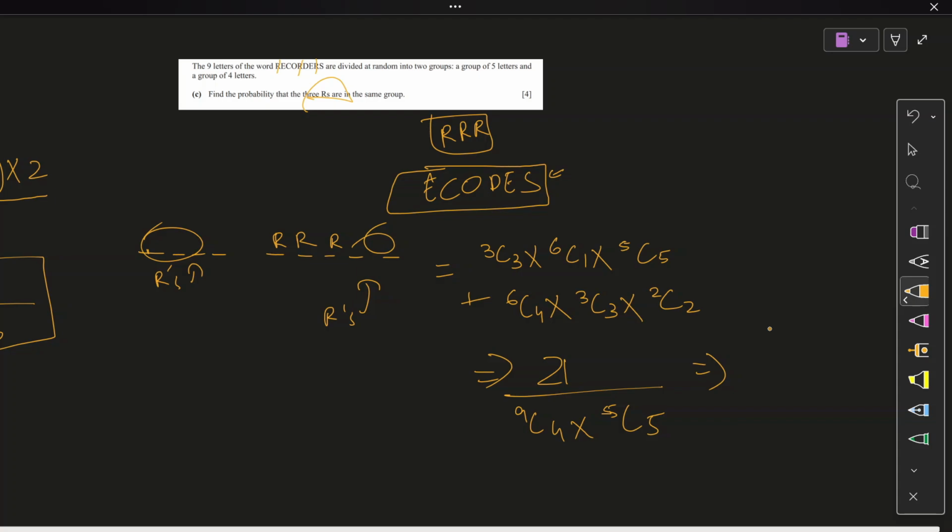21 divided by 9C4 into 1/5. And the answer is 1/6. Ladies and gentlemen, that is all the summer variants. Let's move on to the winter variants real quick.